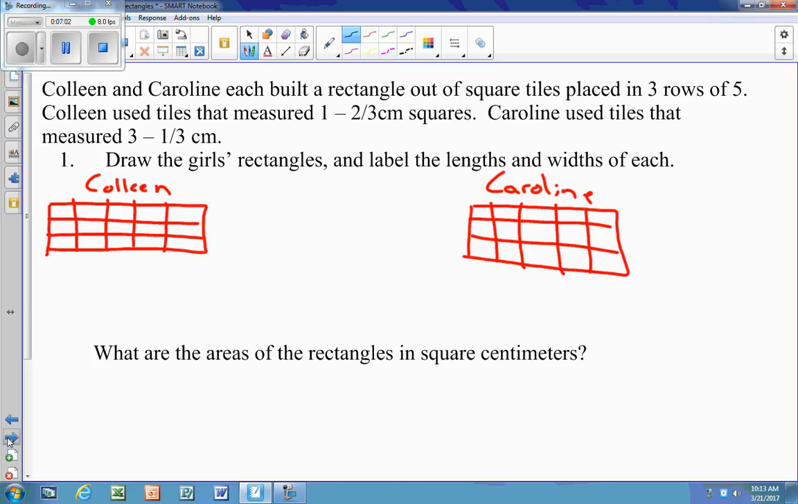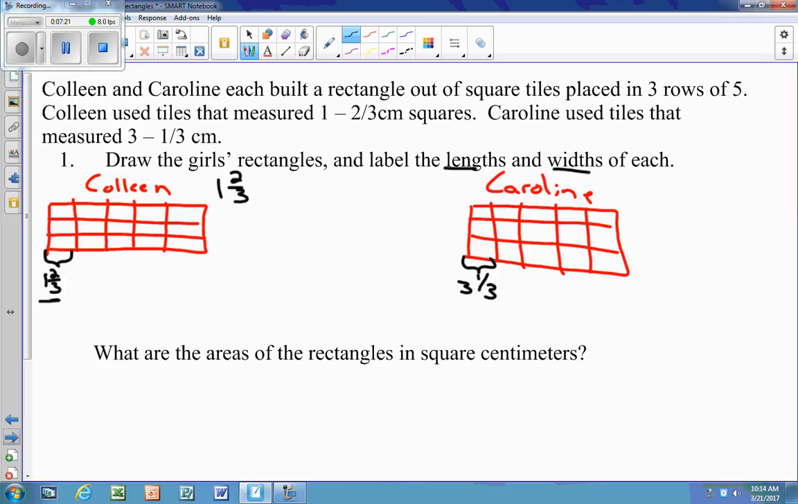Colleen's tiles are 1 2/3. This is just like our first problem. And Caroline's tiles are 3 1/3. And we have to figure out the lengths and the widths of each.